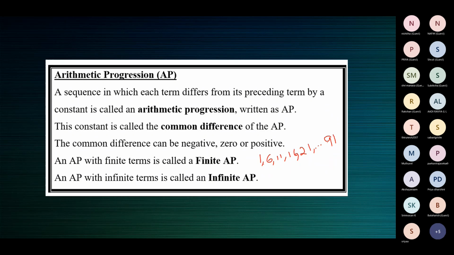But you can see why it is a sequence. Because it's a set of numbers arranged in a specific order. 1 and then 6. You cannot exchange. You cannot write 1, 11 and then 6. It is 1, 6, 11, 16, 21.